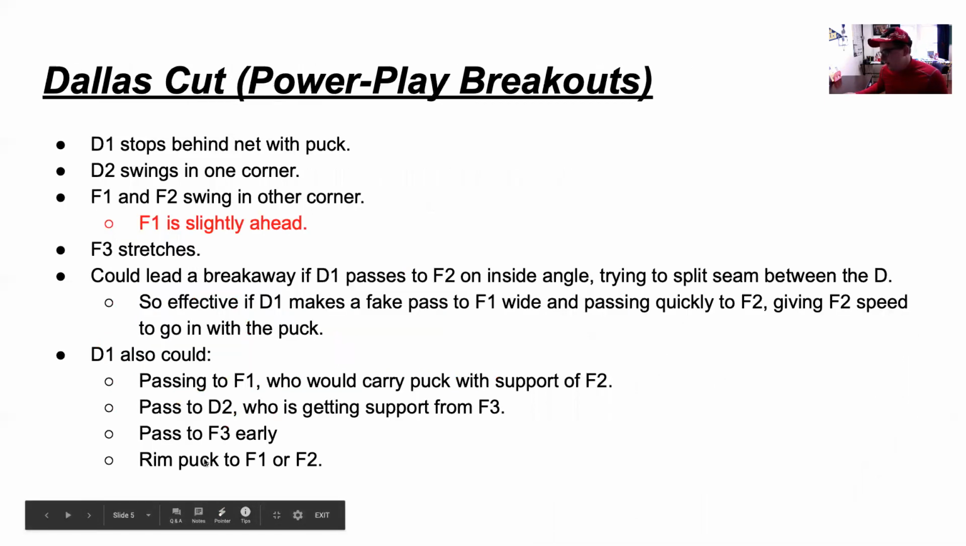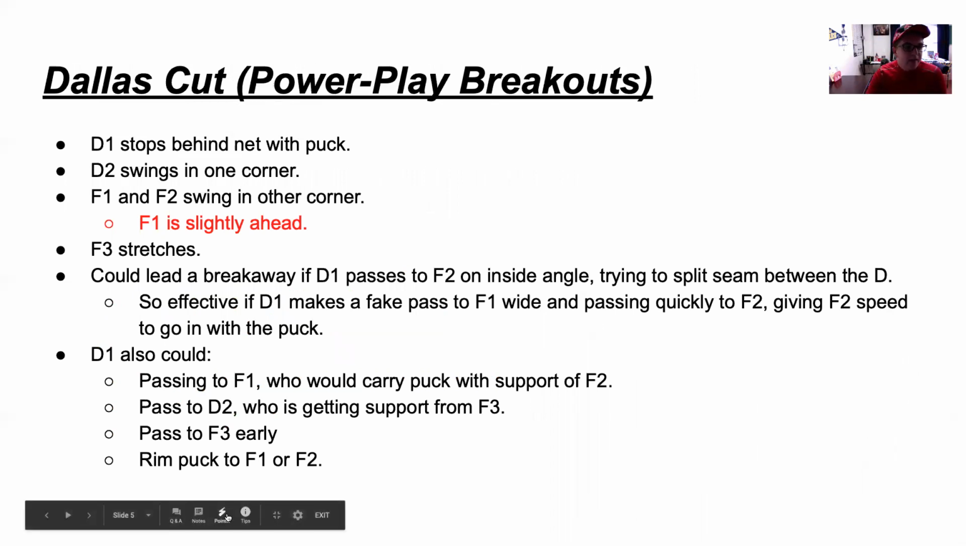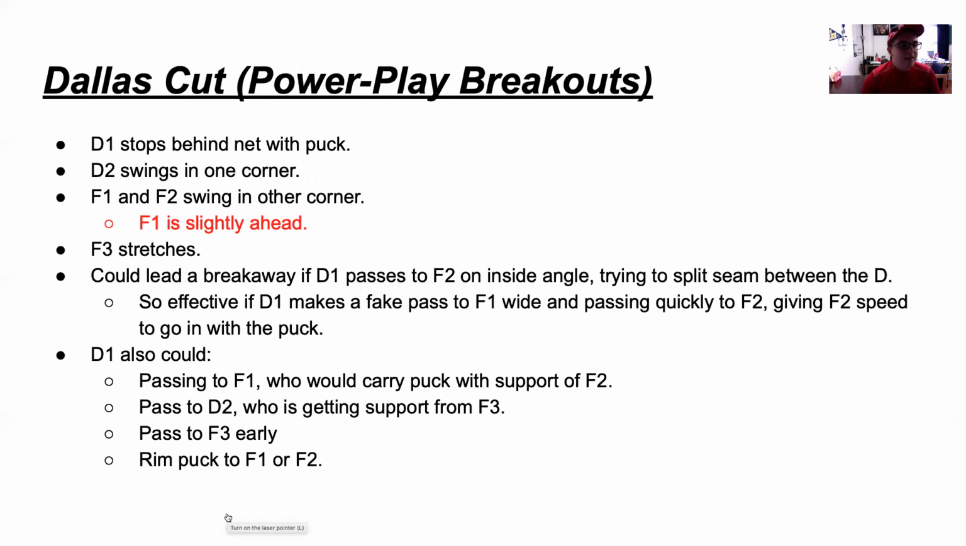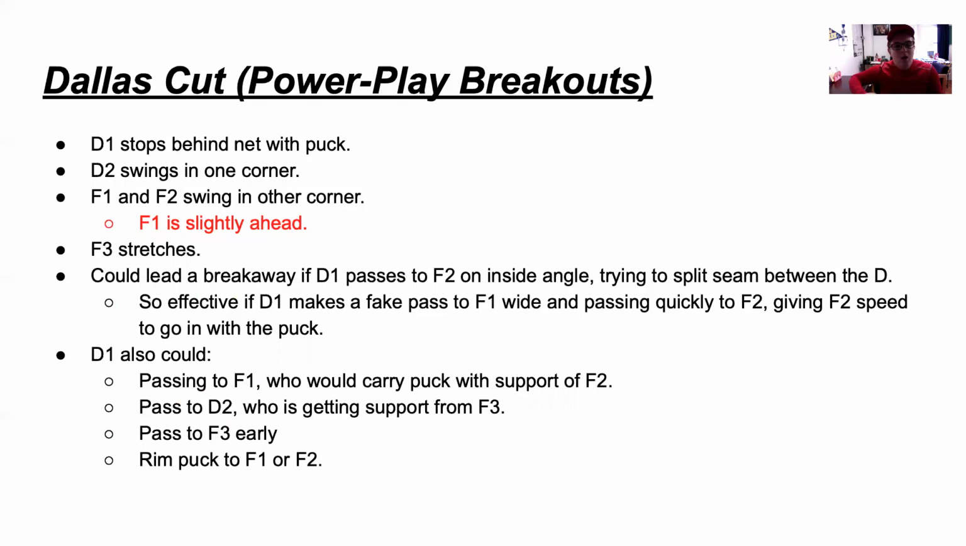There's something called the Dallas cut. This is where D1 stops behind the net with the puck. D2 swings in one corner, F1 and F2 swing in the other corner, and F1 is slightly ahead. F3 stretches, which means looking for that stretch pass, like they're up. As we talked about, I'll show you in the diagram. They're up, like in the last diagram. They're up to the net and they're waiting for that long pass.